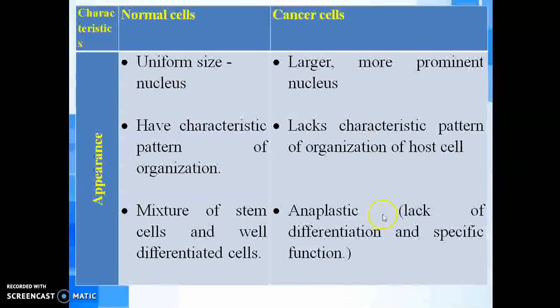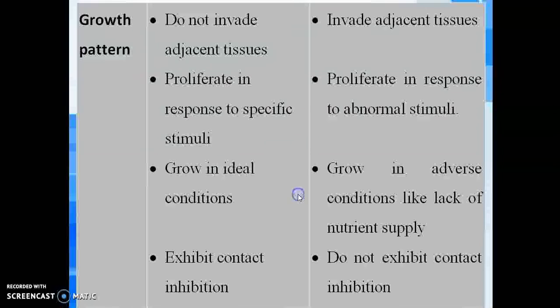Meanwhile, in cancer cell, there will be anaplasia. Anaplasia means lack of differentiation. All the cells will be immature abnormal cells. Next is growth pattern. So normal cells do not invade the adjacent tissue, but abnormal cells always invade adjacent tissue.